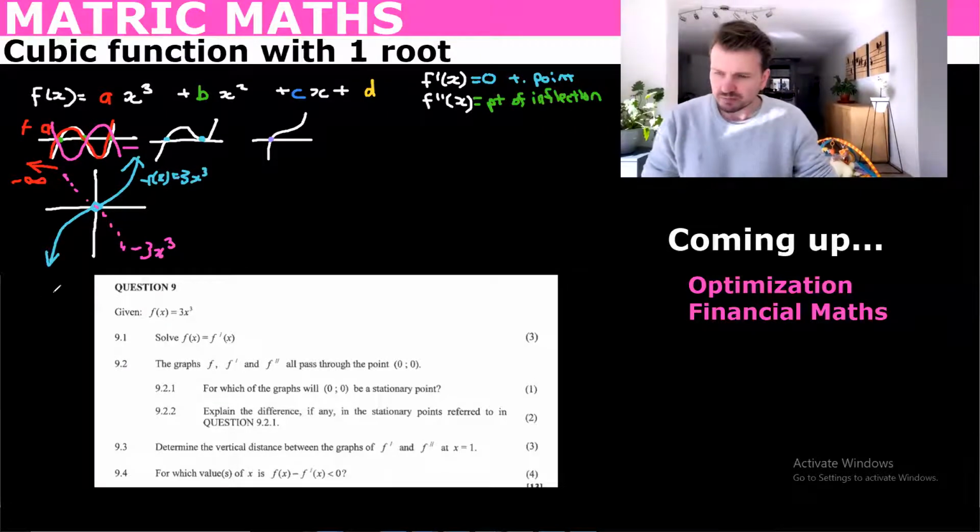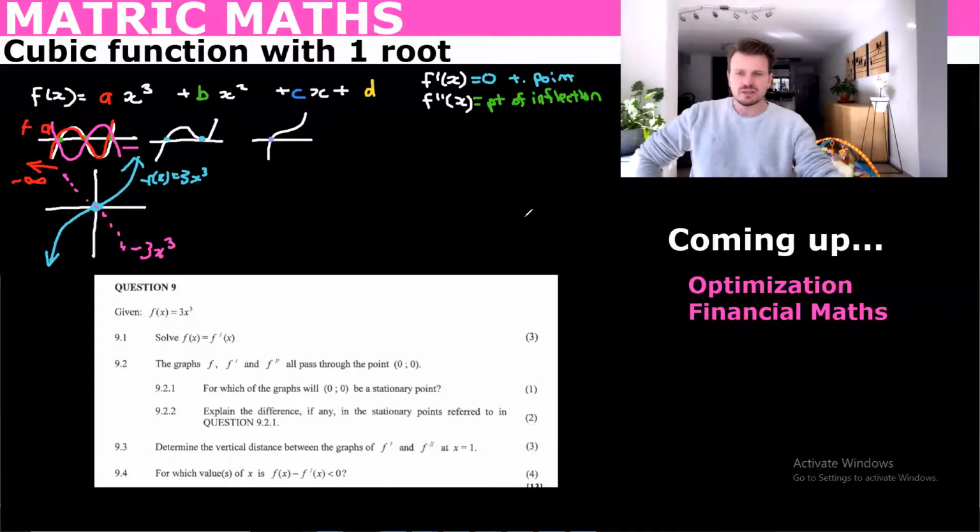Okay, so just drawing that to improve our understanding, but let's get stuck into the question. We see that in this question we have one root. So it's possible for an x cubed graph to have one root.